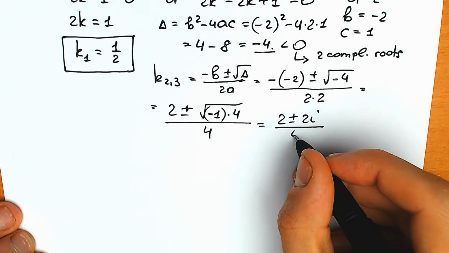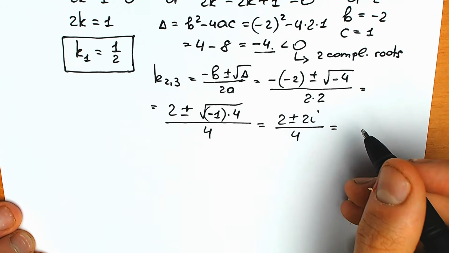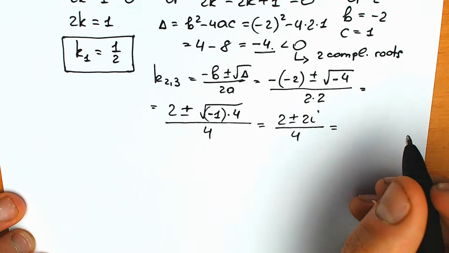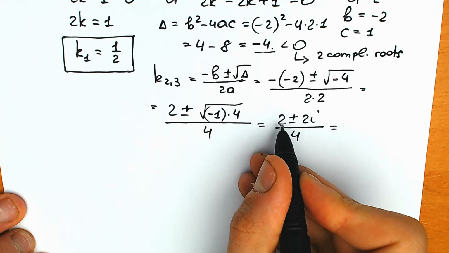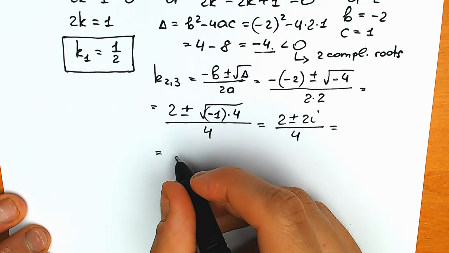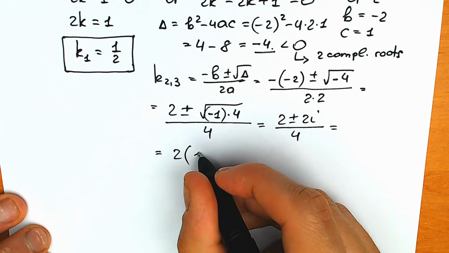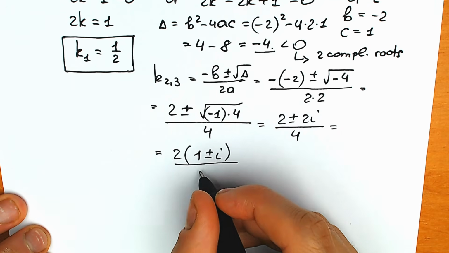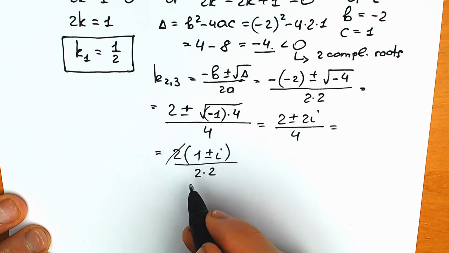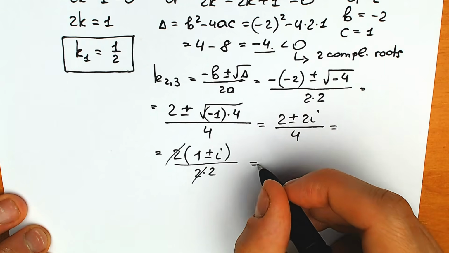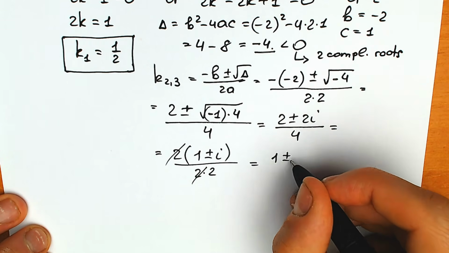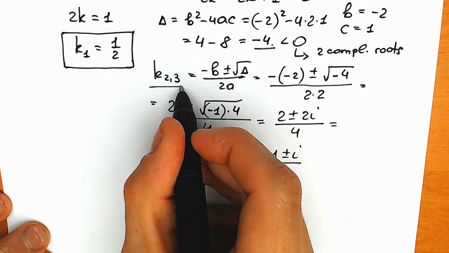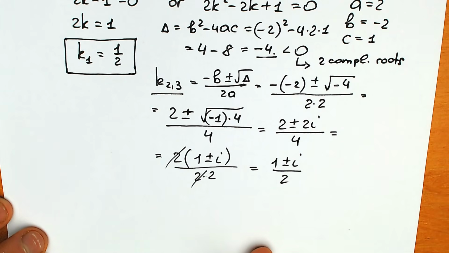over 4. Or the last tricky move, we're going to divide each of these coefficients by 2 and cancel by 2. In other words, we're going to factor 2 from our numerator. We can write it as 2 in parentheses, 1 plus minus i, and 4 we can write as 2 times 2. So we can cancel these two. As a result, our answer is 1 plus minus i over 2. This is our k second and k third. And so let's write our final answer.